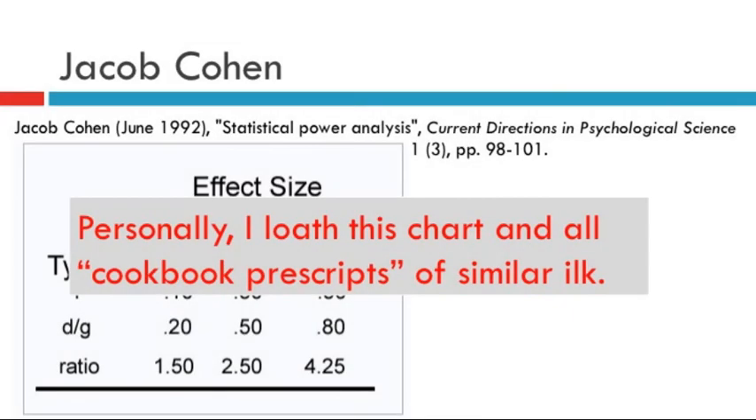Now, my take on Jacob Cohen is he was a real smart guy up until the point that he published that chart where he told the rest of us what was considered small, medium, and large. At that point, he lost his darn mind. So I loathe this chart, and I loathe any cookbook prescriptions of a similar ilk.